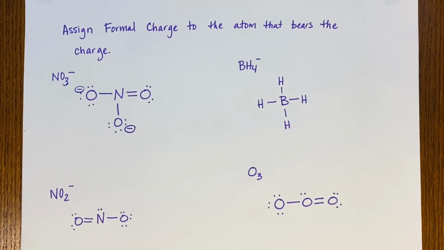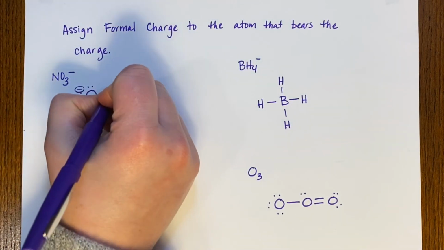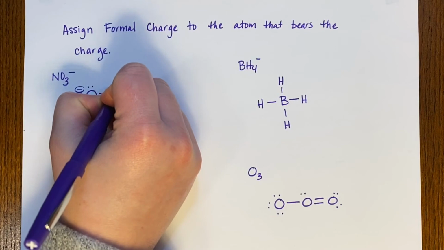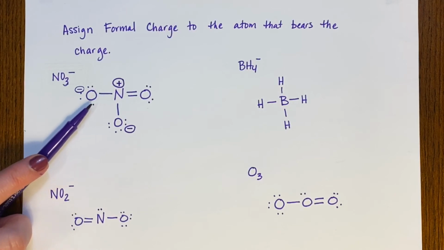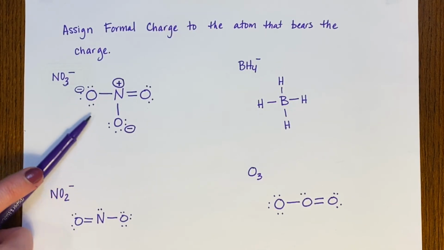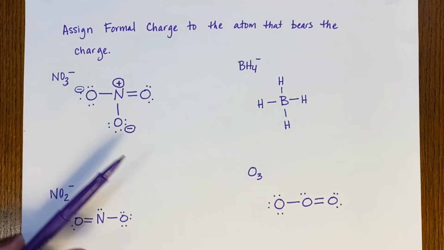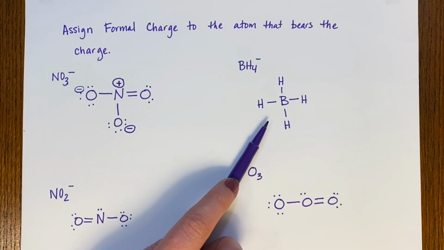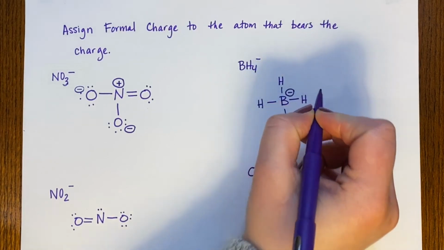In this structure of the nitrate ion, we're not done because we also have a formal charge of +1 that resides on that nitrogen. So if we were to include all of the formal charges, we would have a formal charge of +1 shown on the nitrogen and a formal charge of -1 shown on each of these oxygens with 1 bond and 3 lone pairs. If we were to look at the boron hydride ion, the atom that bears the formal charge here is the boron, and so we can assign that formal charge to the boron like that.